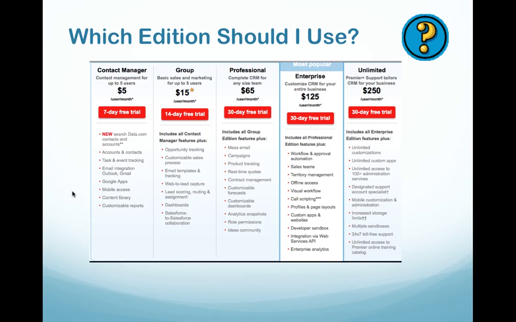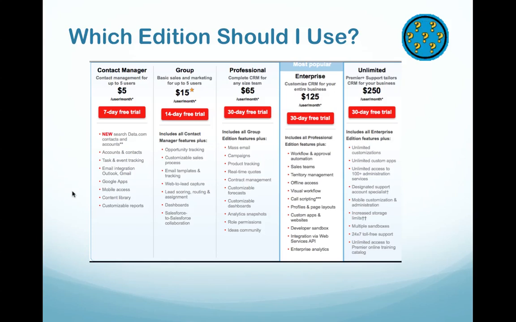So again, Professional Edition and on forward is the one most Salesforce customers choose, just because of all of the rich features. You get mass email. You can send out up to 1,000 emails per day using your Professional Edition of Salesforce.com. Customizable forecasting, real-time quotes. I won't go into everything you can have there.